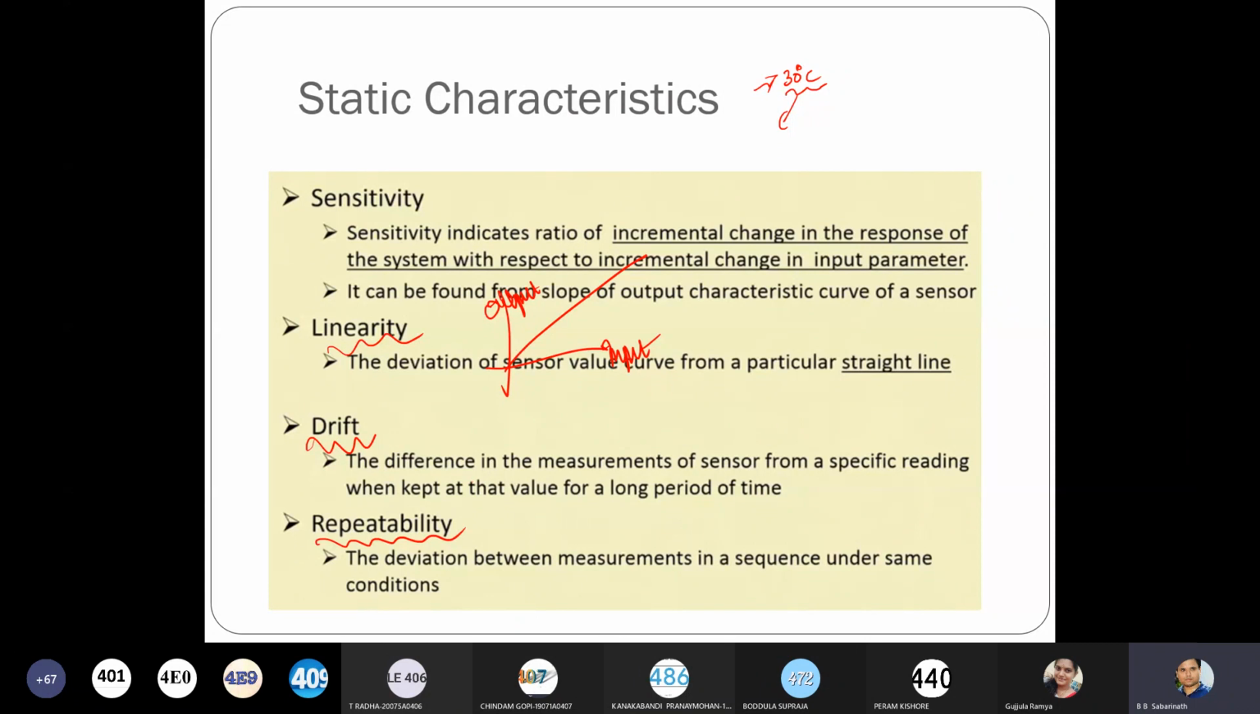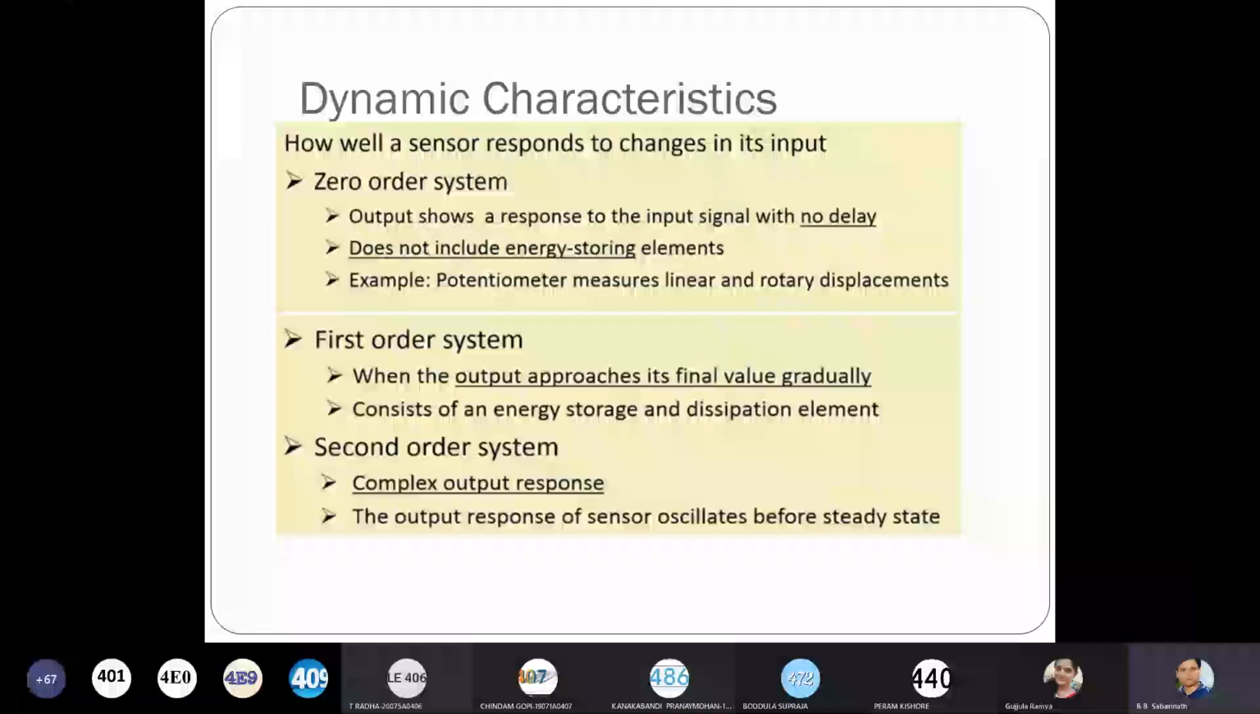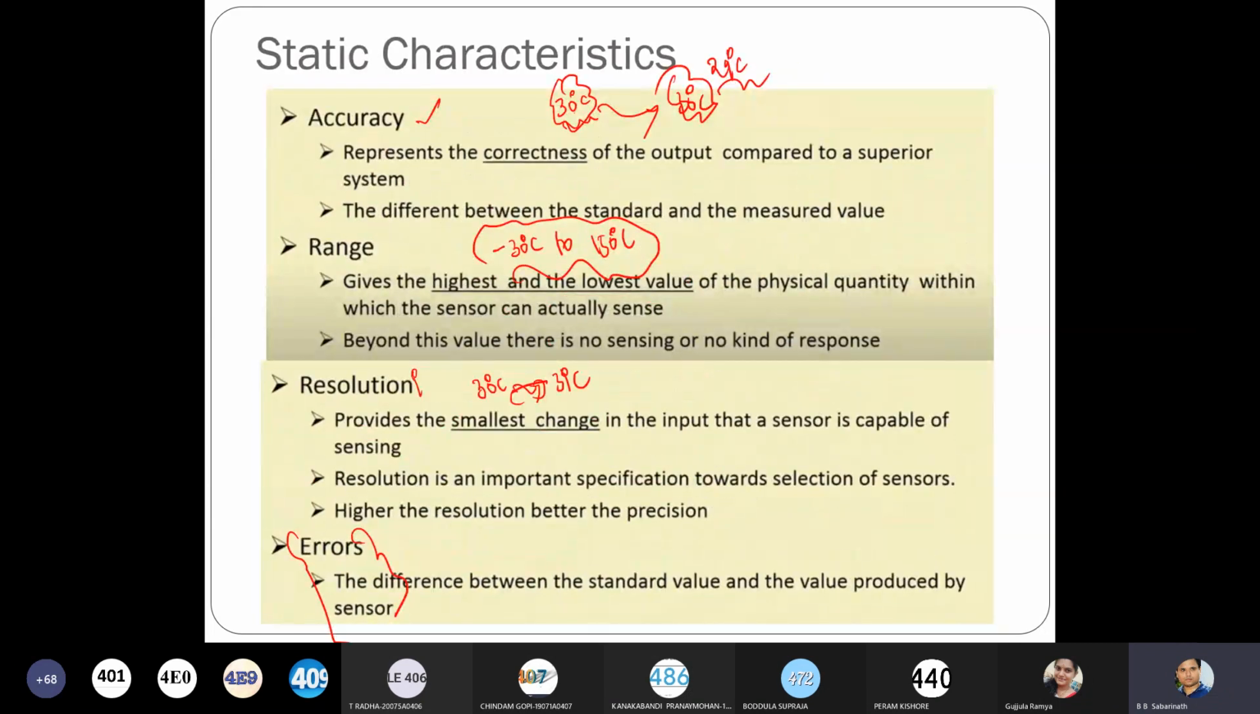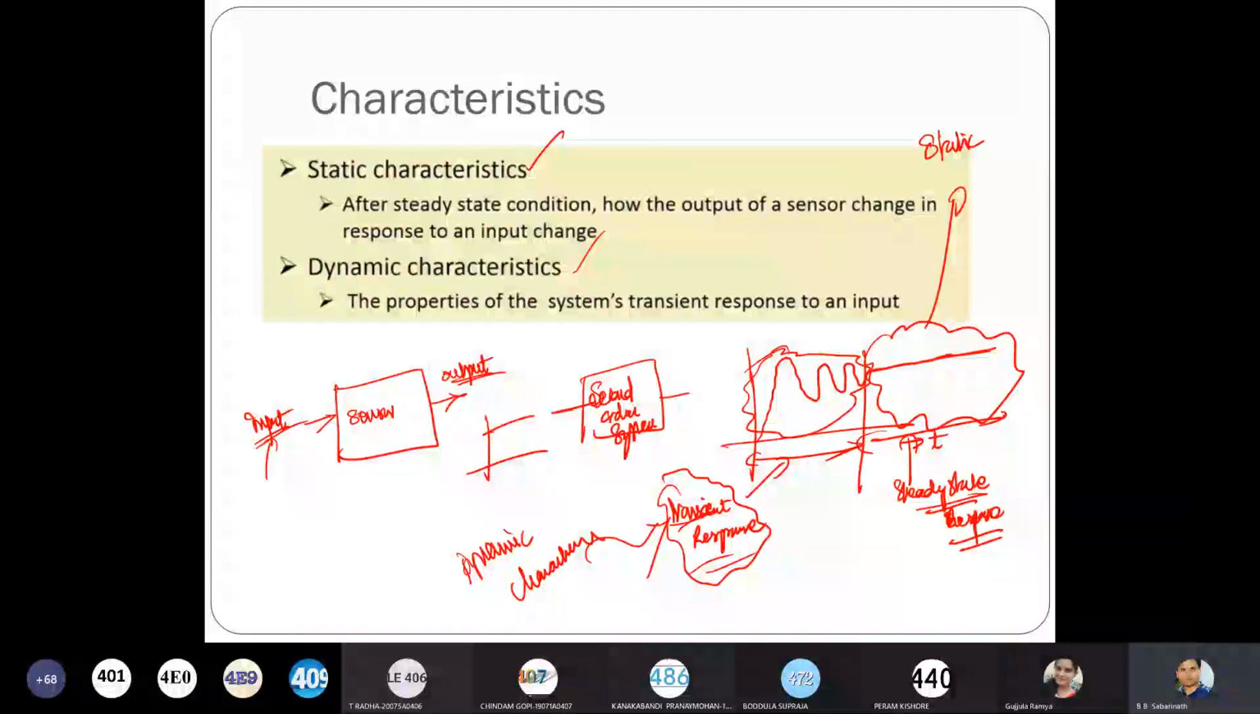Then you have dynamic characteristics, based on whether your system is zero order, first order or second order. For example, a zero order system has no delay. But a first order or second order system has energy storage elements. A zero order system has only resistances, while first and second order systems have energy storage elements like L and C. I just want to give you some idea about the characteristics of a sensor. Try to note this.